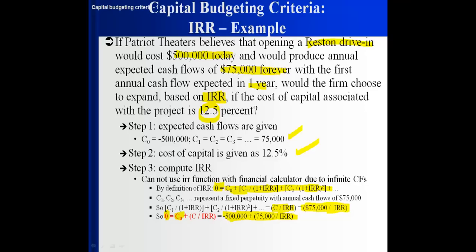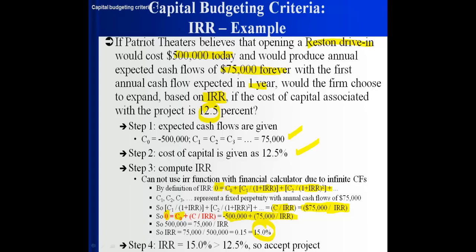IRR in that case is the discount rate such that the present value of all the expected cash flows with this project equals 0. Well, all you have to do is add $500,000 to both sides, and then divide both sides by 500,000 and multiply both sides by IRR, and you find that the internal rate of return of this project is 15%. If you discount all the expected cash flows by 15%, you wind up with a present value of all those adding up to 0. Since 15 is greater than 12.5, accept the project.